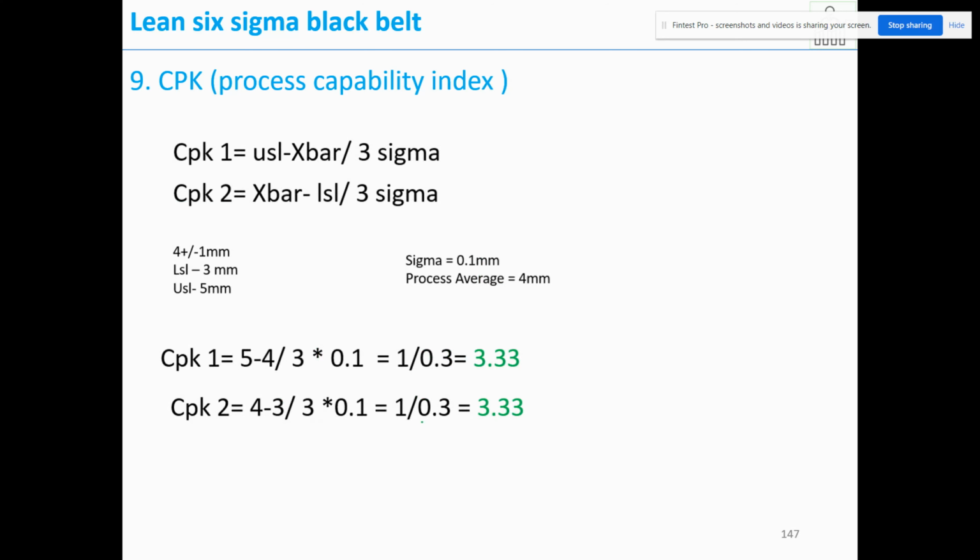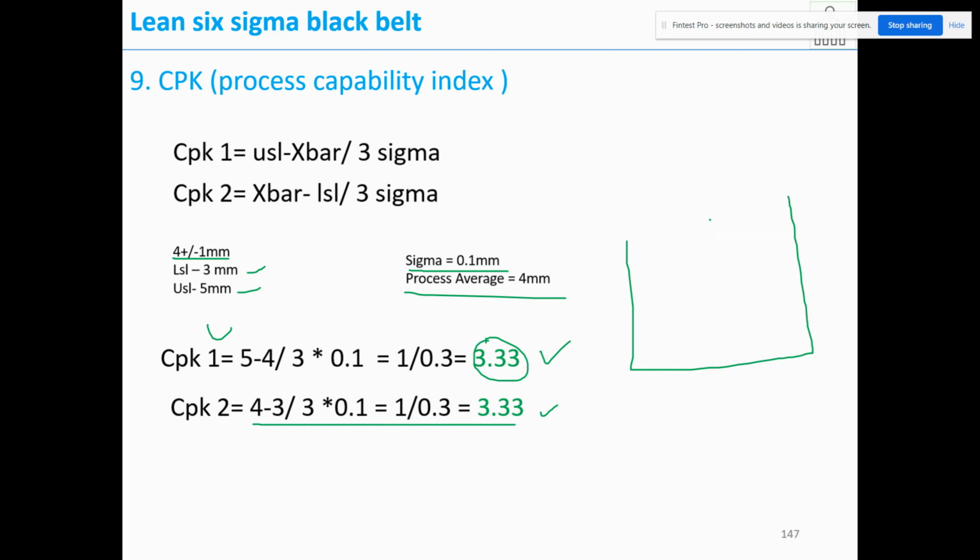Let us see an example. Now in this case sigma is only 0.1 mm, process average 4 mm. Then this is the dimension, lower and upper limit. CPK1, that is upper side, 5 minus 4 divided by 3 sigma, it is 3.33. CPK2, 4 minus 3 divided by 3 sigma, it is 3.3. So therefore the standard graph will come like this. This is lower limit, upper limit. So your process average is 4, that means it's overlapping with the drawing average, and it is very centered.